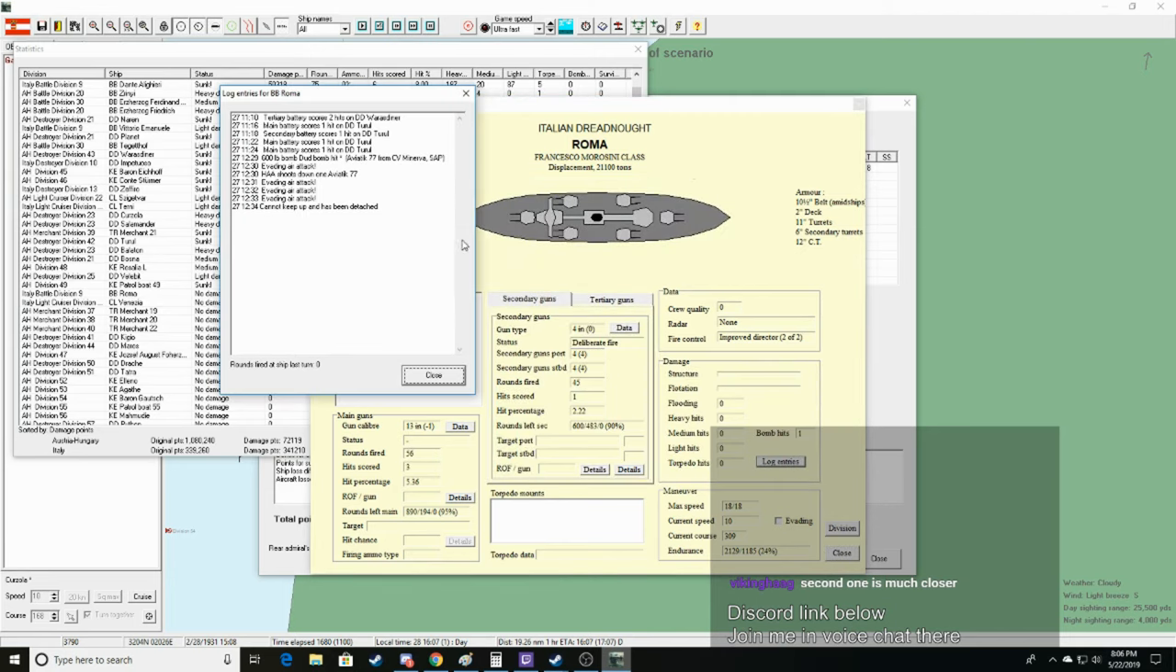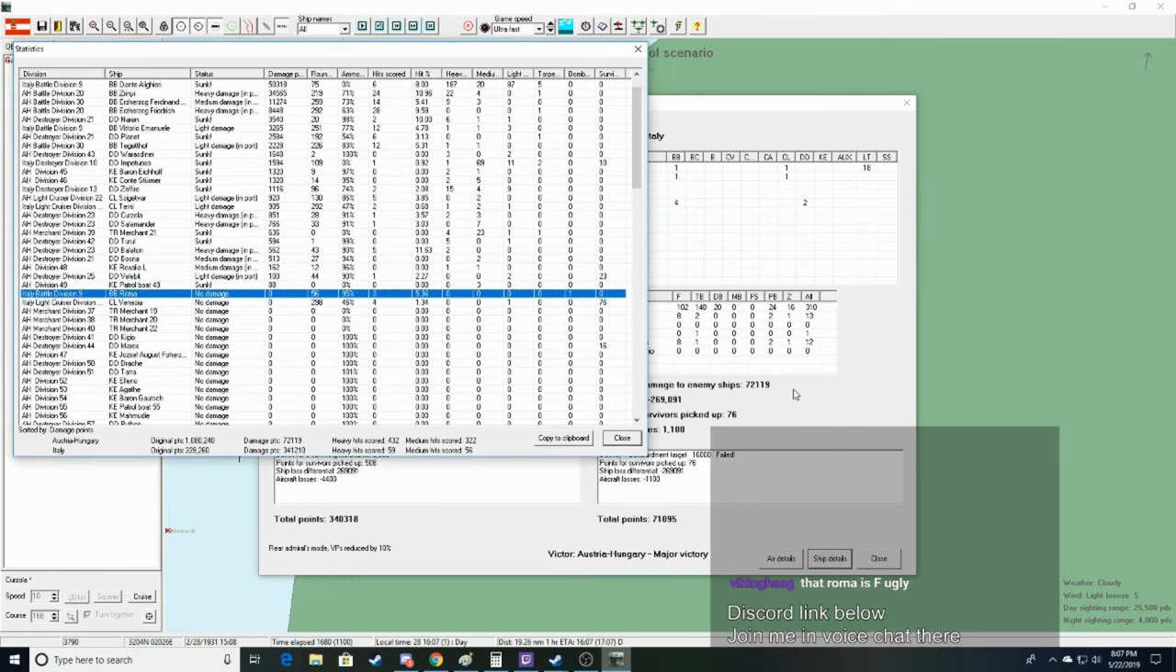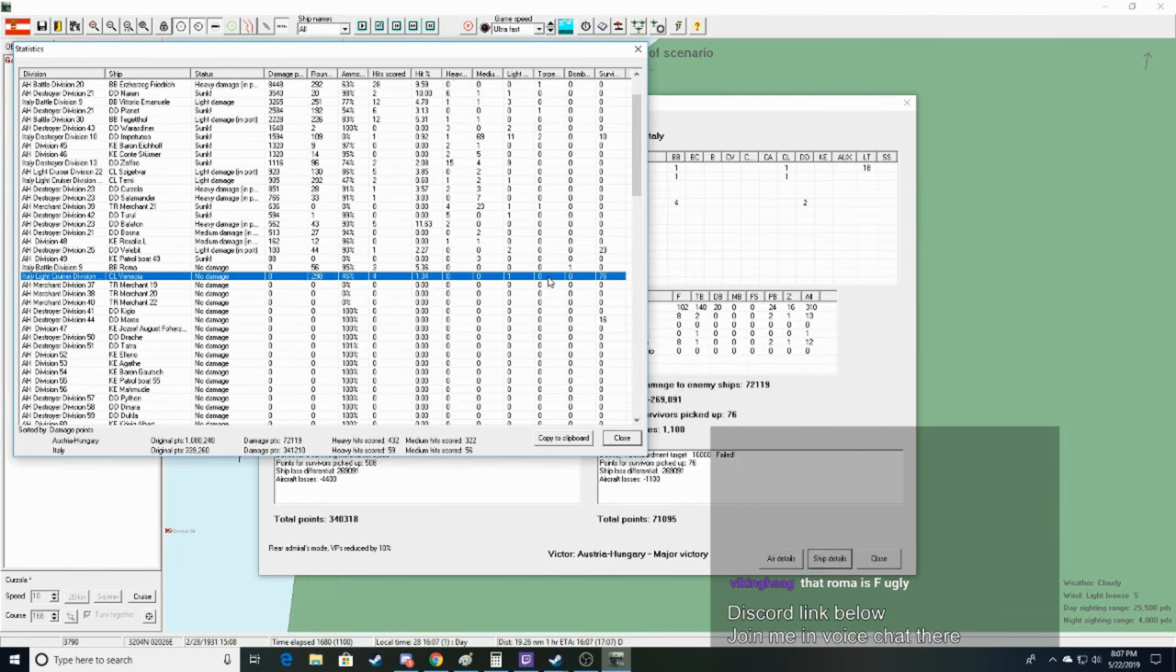So, we scored a bomb hit on an Italian battleship, and it did nothing. Oh, it was a dud. Damn it. Roma's ugly. Well, I think it's a Nassau, whatever layout. That was what we scored the bomb hit on.